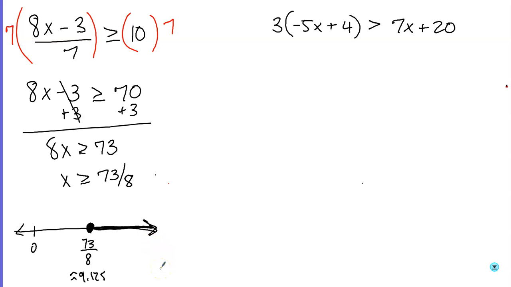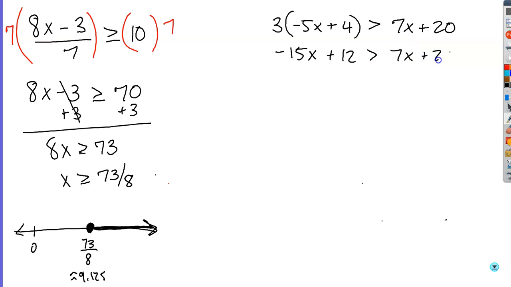Okay, let's do the second one. Here I'm going to distribute. So this is, whoa, that is not an 8. Yikes, I almost made a big mistake. 3 times negative 5 is negative 15x. 3 times 4 is 12, greater than 7x plus 20. So remember, we like to bring our x's to one side. So we're going to subtract 7x from both sides to move it to the left. Over here, negative 15 and negative 7 add up to negative 22x plus 12 is greater than 20.